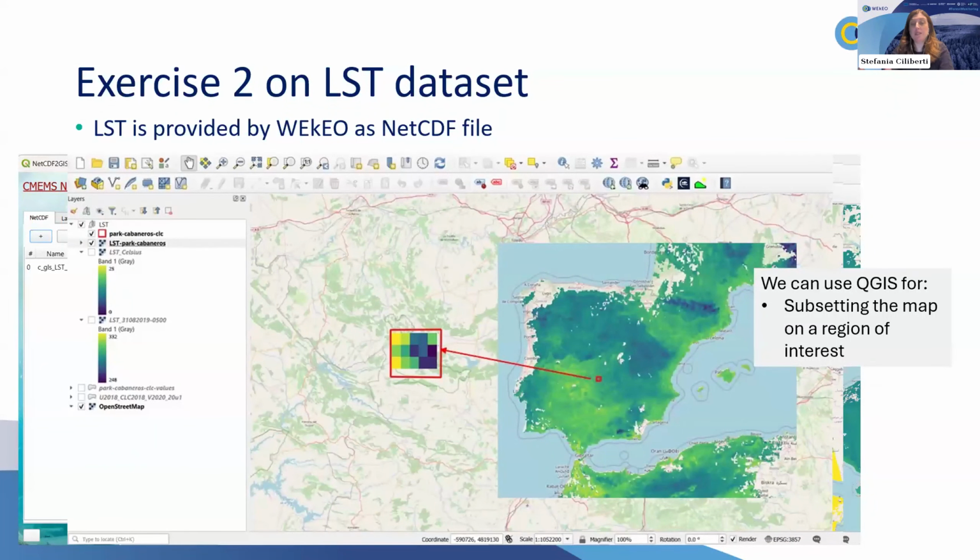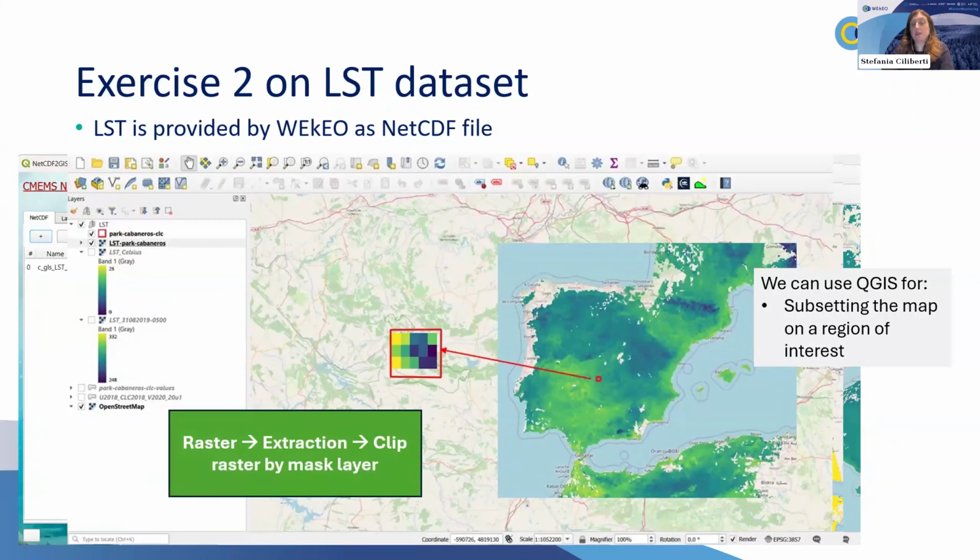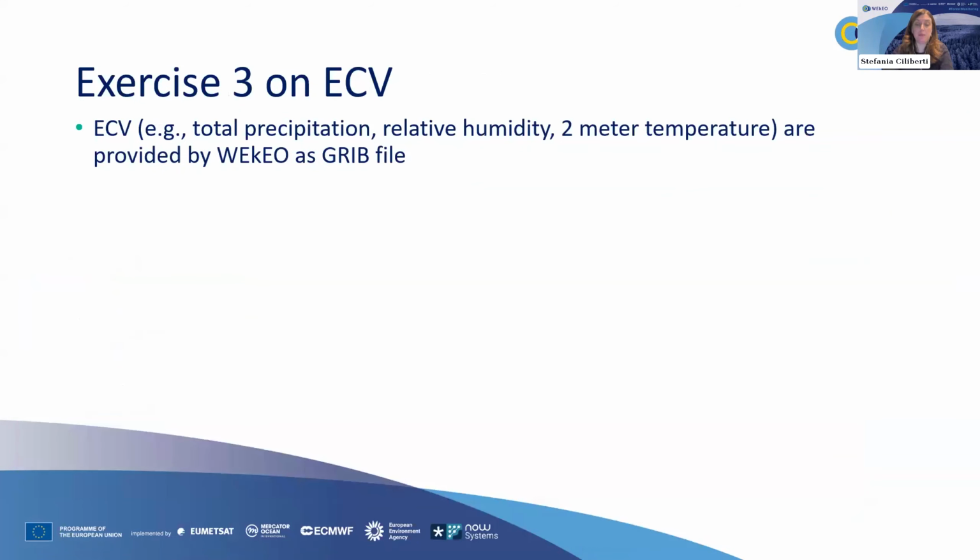And here you have basically the land sea temperature that is focused on the area of the National Park of the Cabañeros. And this is done by working with this kind of file that is a raster and performing an extraction by using the mask layer as previously defined. So the red box previously drawn in your map.